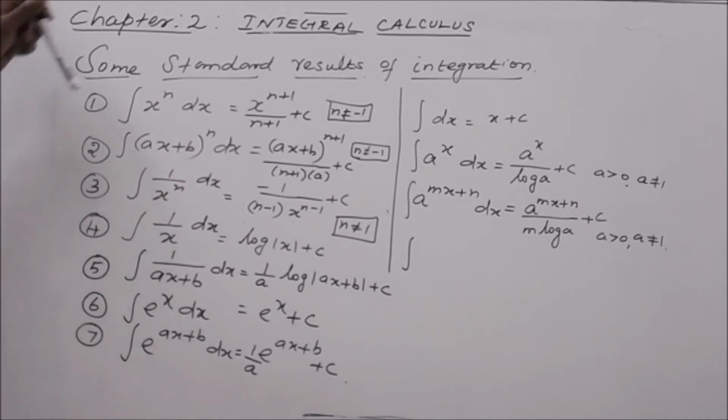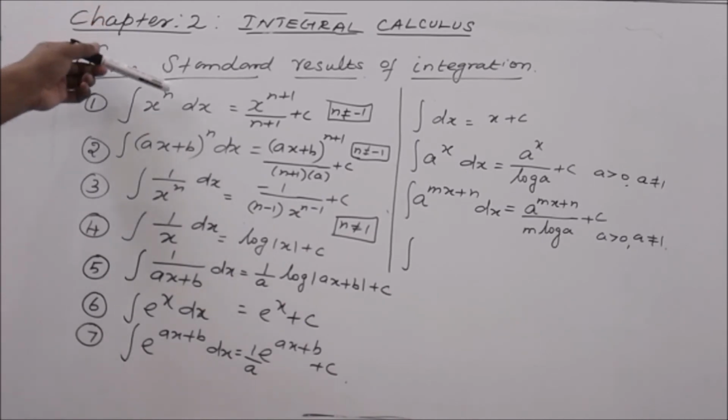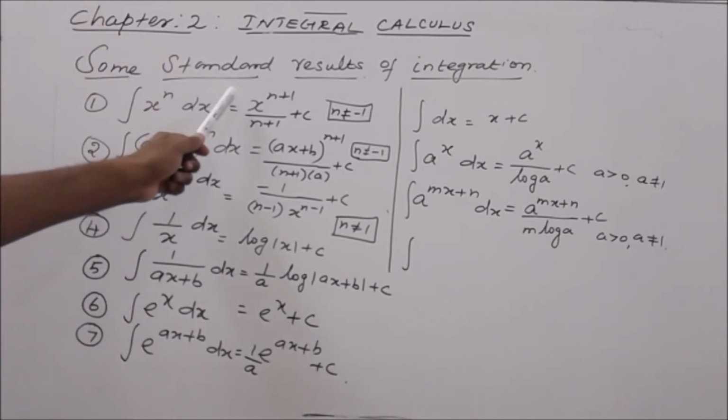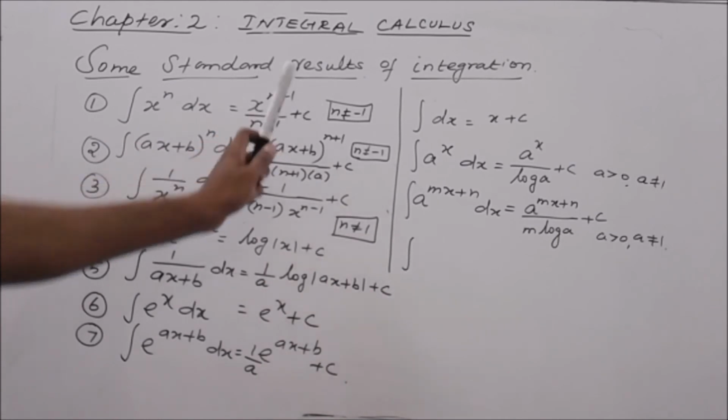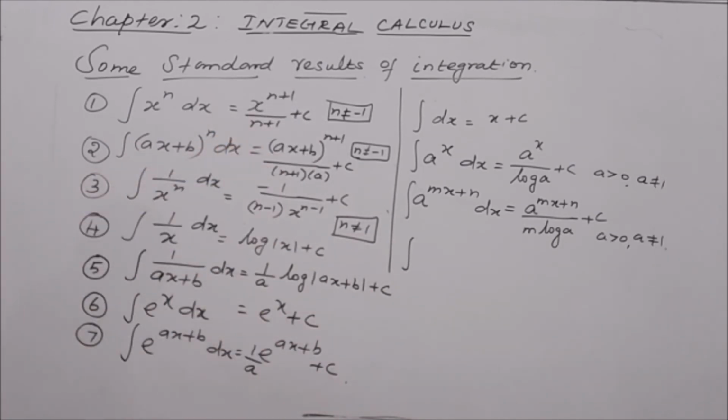And the first one is the integral of x^n dx is equal to x^(n plus 1) divided by (n plus 1) plus c, where n is not equal to minus 1.